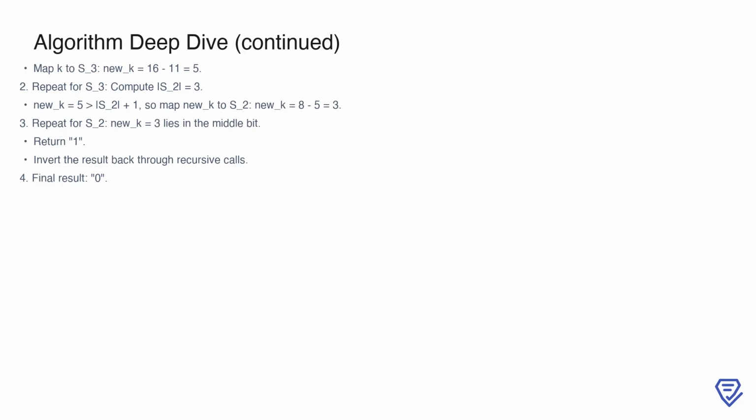Now, at S_2, new_k equals 3 corresponds to the middle bit, which we know is always 1. As the recursion unwinds, the result is inverted where necessary, ultimately returning 0 as the final answer. This example highlights how we efficiently navigate the recursive structure to find the desired bit without explicitly building large strings.